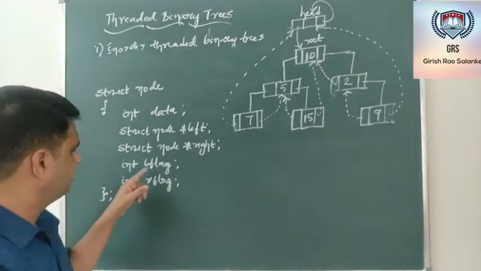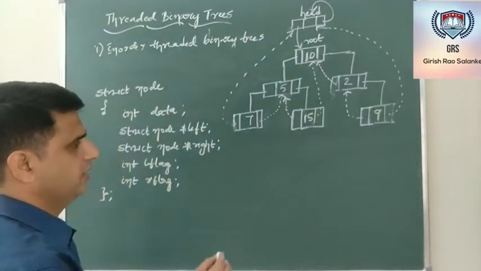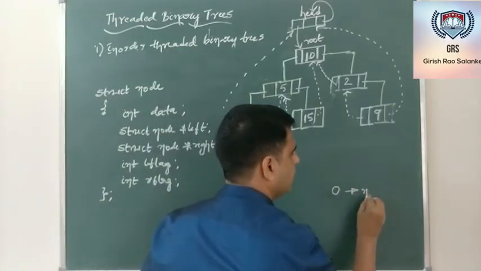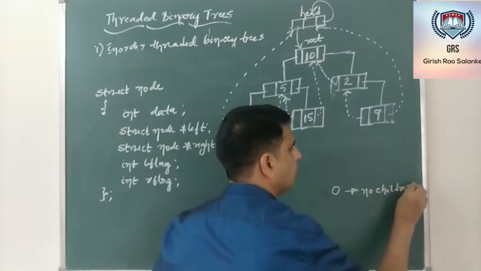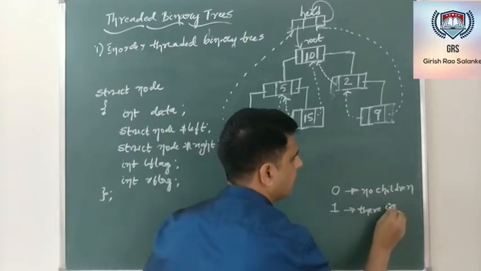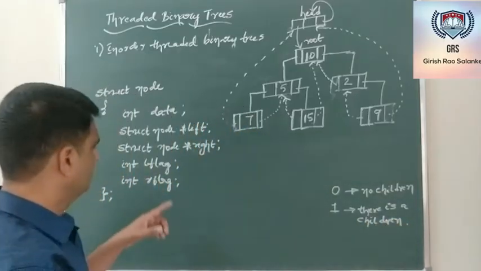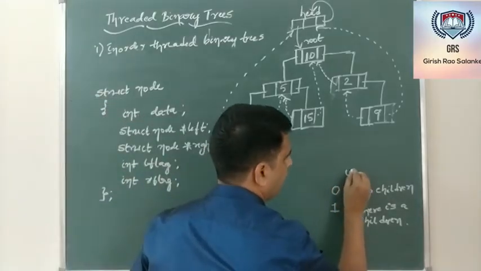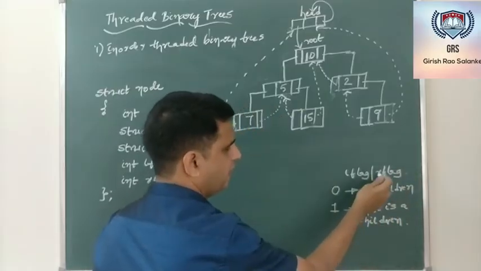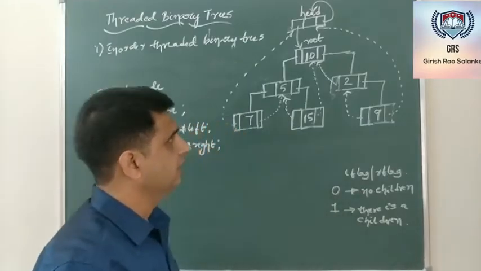These integer members L flag and R flag can have values either 0 or 1. If a flag is 0, it implies that there are no children. If it is set to 1, it implies that there is a child. This is the meaning of the flag. Either the L flag or R flag can have values 0 or 1. If it is 0, there are no children. If it is 1, there is a child.